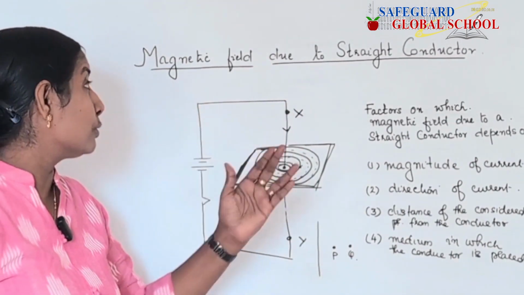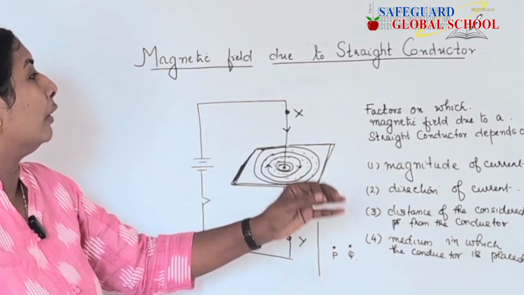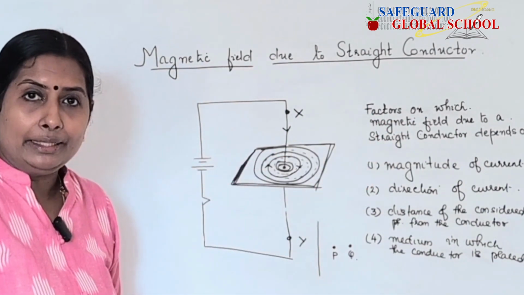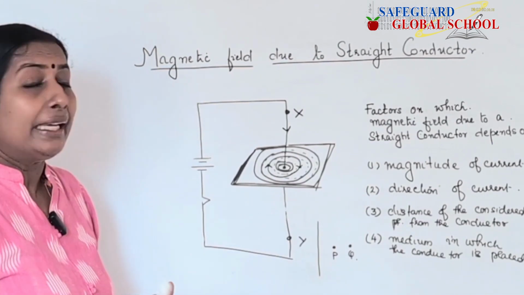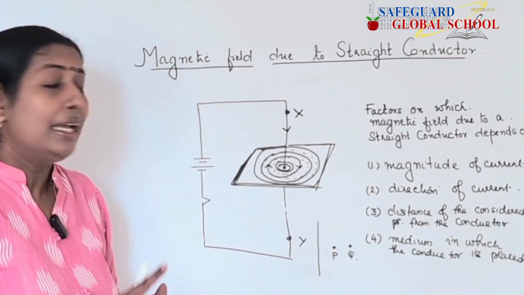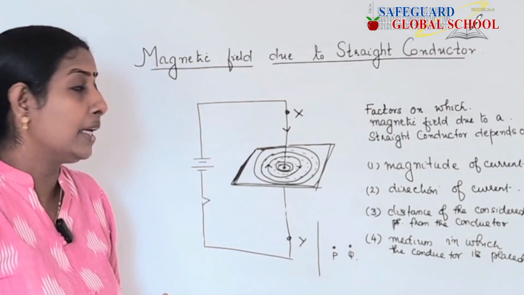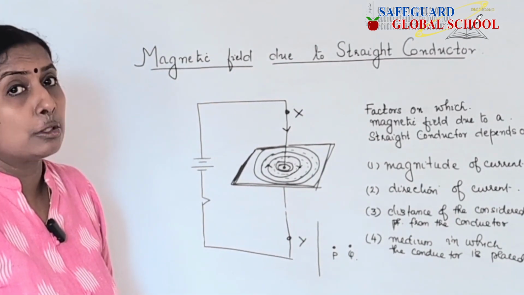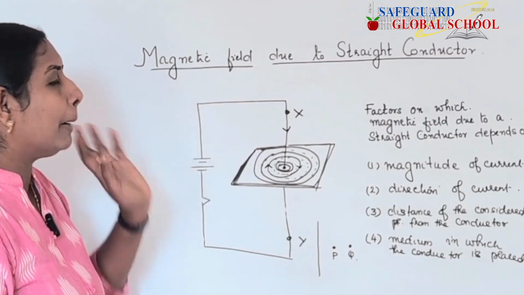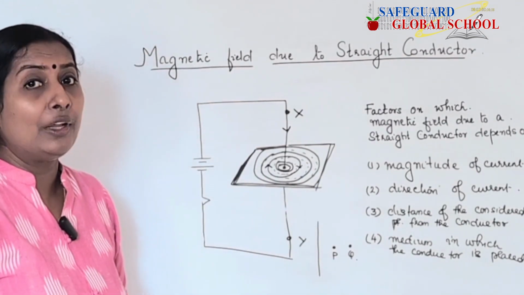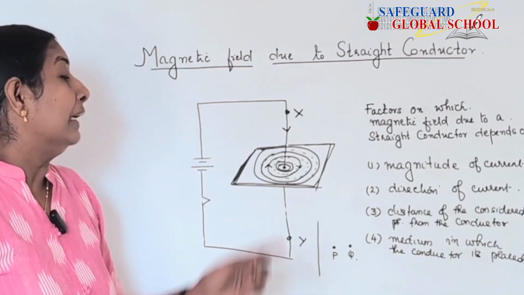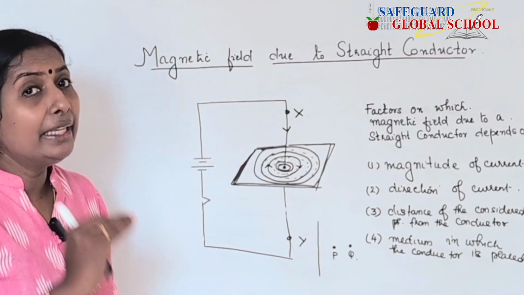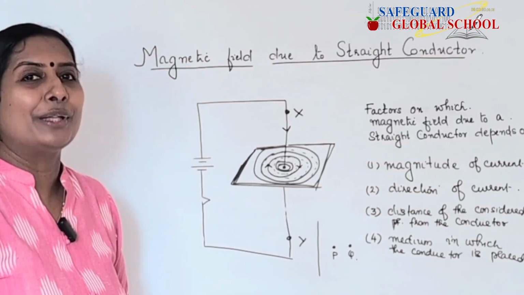Again, to sum up, the magnetic field due to a straight conductor depends upon the magnitude of the current, the direction of the current, the distance of the considered point from the conductor, and the fourth is the medium in which the conductor is placed. And what is the nature of the magnetic field lines around a straight conductor? They are concentric circles lying in a plane perpendicular to the conductor.